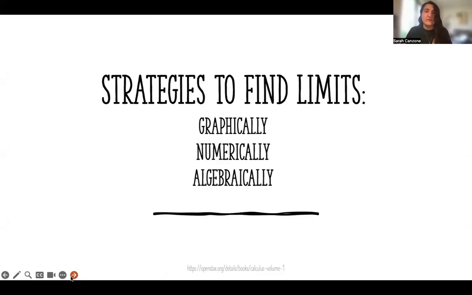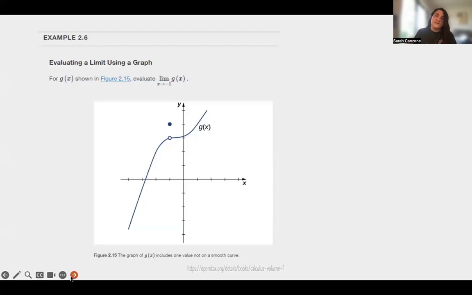All right, and we have a couple different ways to find limits, specifically three. So we have graphically, numerically, and algebraically. To start, graphically is kind of the easiest way because you can just look at it and comprehend exactly what's going on. So the limit, again, is the idea of, as x approaches some value, what is f of x, where f of x is your y value?